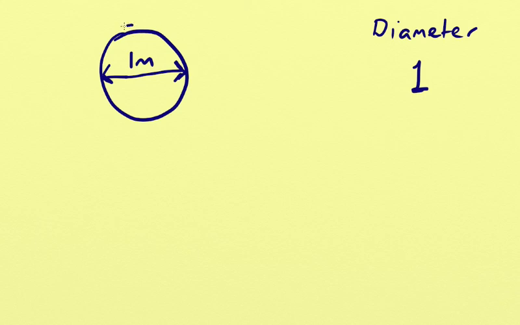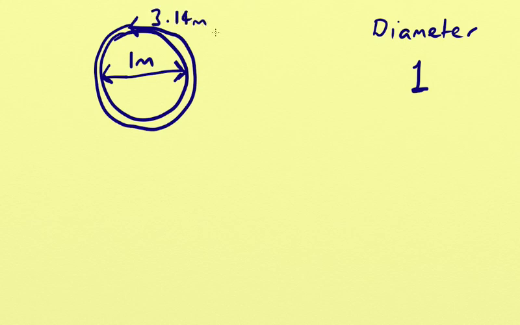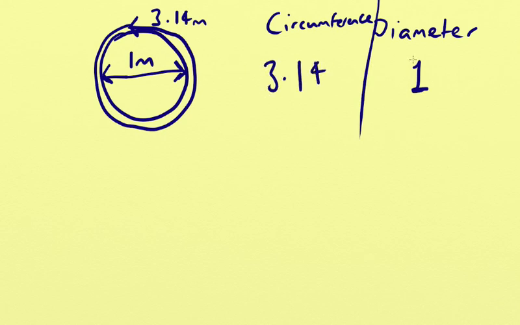they then measured how far around the edge this circle was in meters, and it just so happened to be 3.14 meters long around the edge. And they called this its circumference. So we've got circumference, diameter, 3.14 compared to 1.